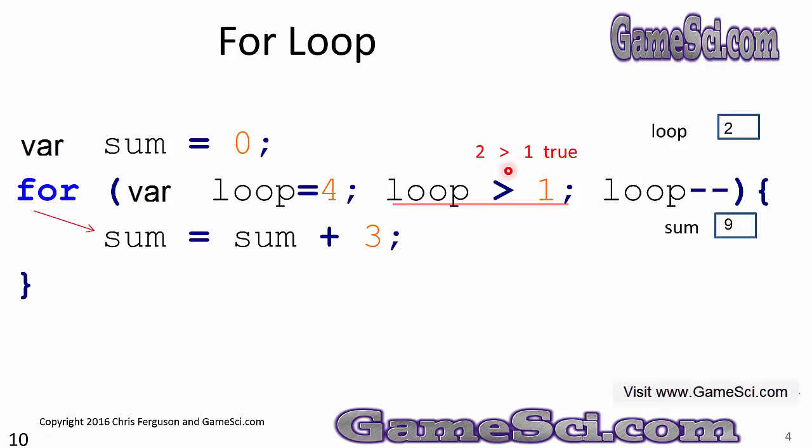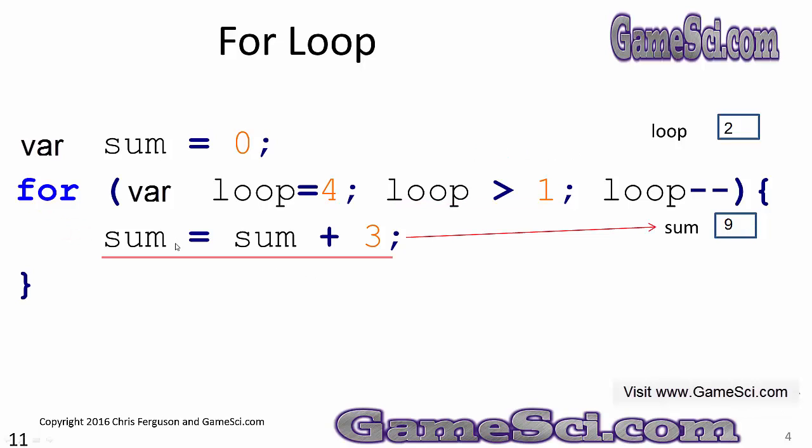However, 2 is still greater than 1. That is a true statement. As a true statement, we are going to stay in the loop. Entering the loop, executing sum equals sum plus 3. Sum changes to the value 9. Got it? 9. Hit the end of the loop, we spin back up.